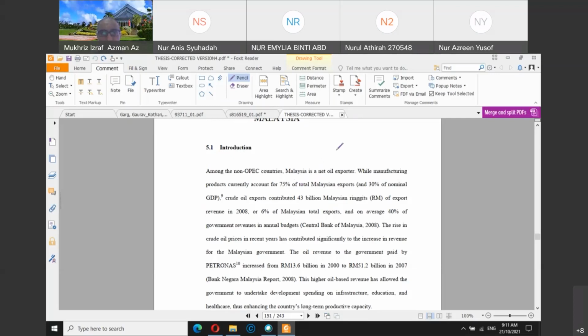Okay, so as I mentioned just now, whenever you want to develop your introduction, you will start with the general idea first. Maybe the first two paragraphs are devoted to outlining the general ideas about the issue, about the topic.